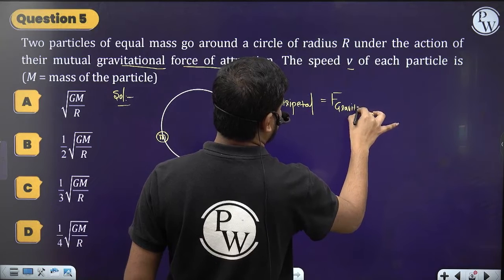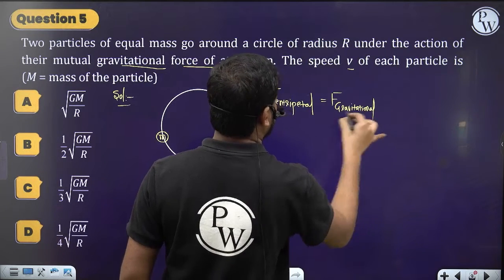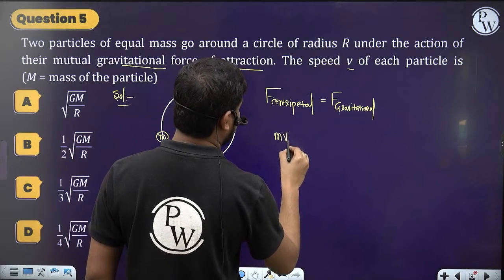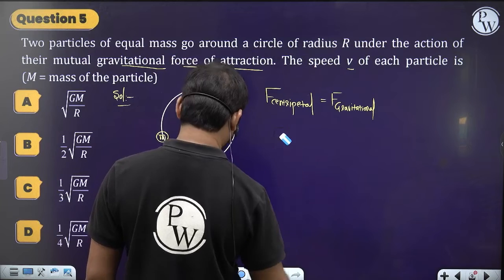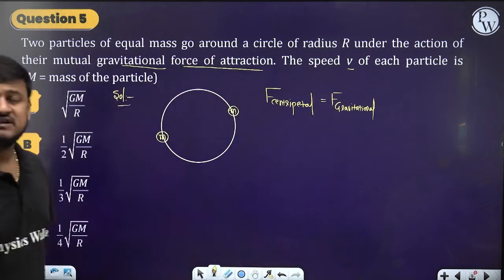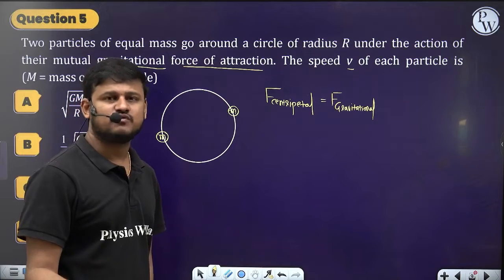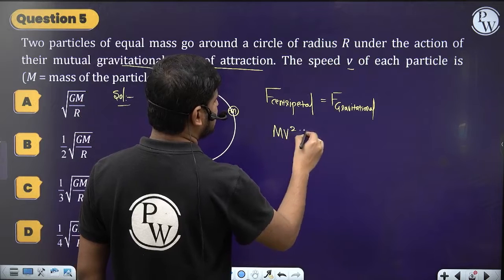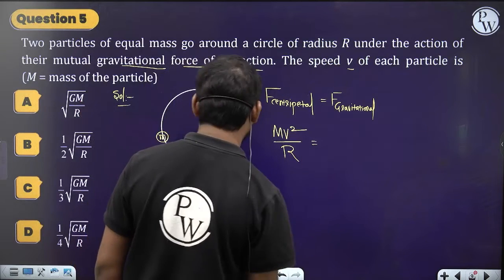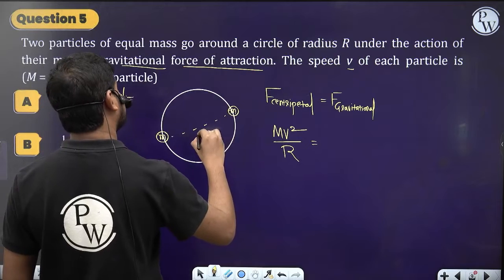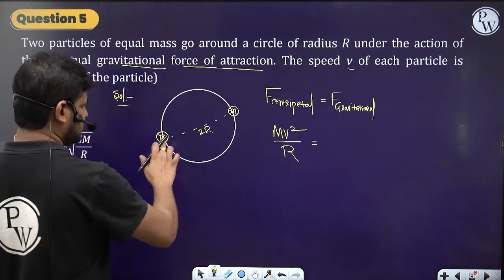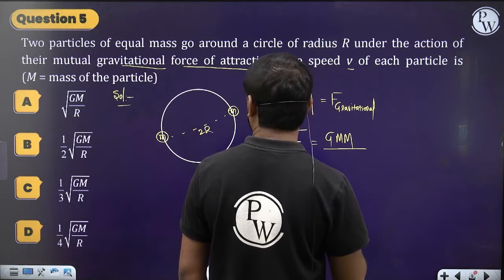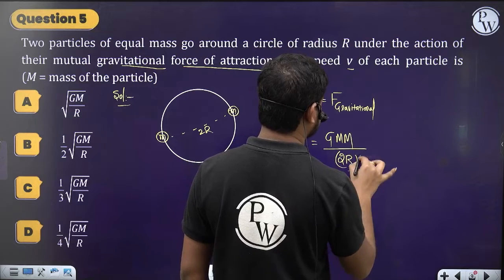So we can write the formula. What's the centripetal force we can write? m v square by R I am taking, because I need velocity now. Previously I needed the time period, so that's why I wrote in terms of omega, so that I can find the time period from there. So here I need velocity. Directly I'll write the centripetal force m v square by R is equal to the gravitational force between these two masses. The distance between them is 2R, so G m into m by 2R whole square. That's it.